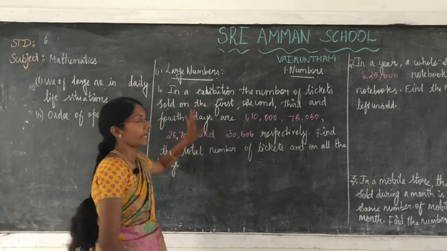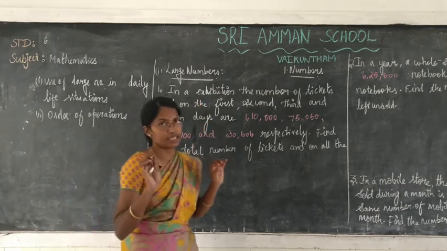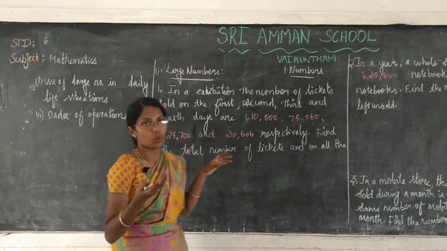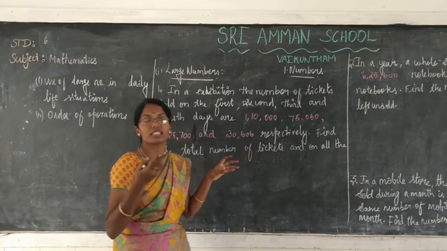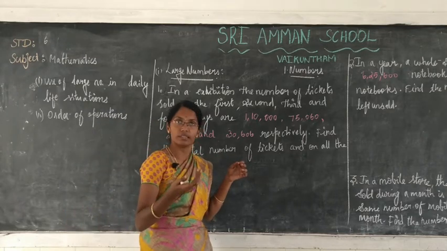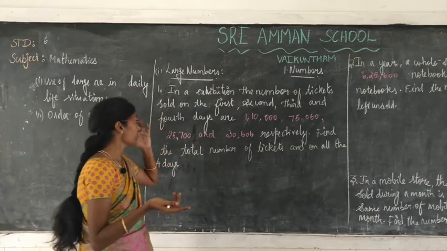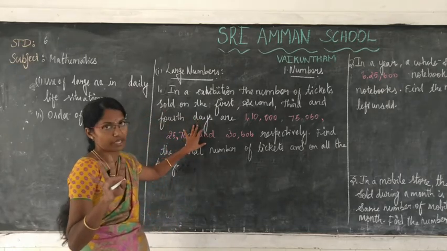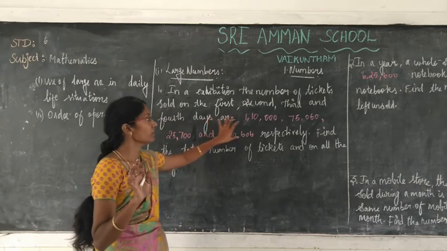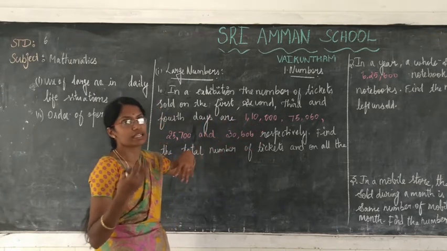Consider that there is an exhibition. The exhibition owner sold tickets. In a cinema also they distribute tickets, no? Likewise in an exhibition also they sell tickets. So they sold tickets for 4 days: first, second, third and fourth days. They have given the values. How many tickets did they sell?